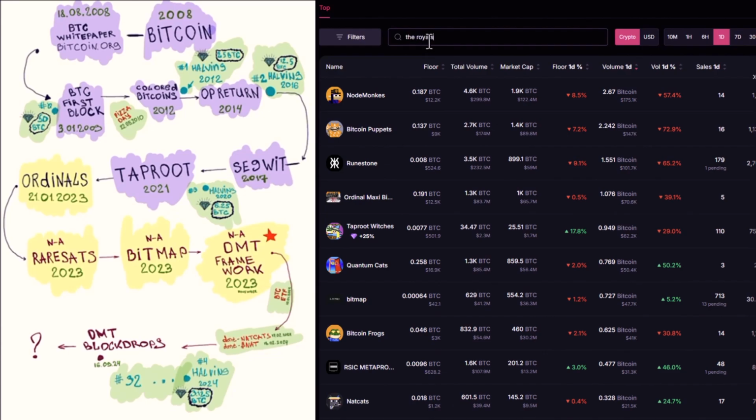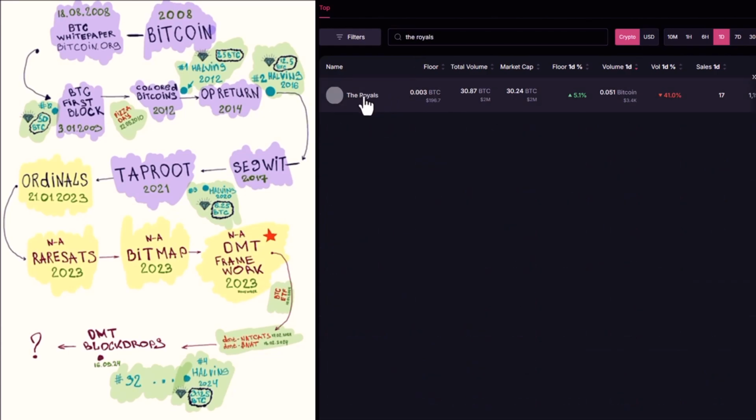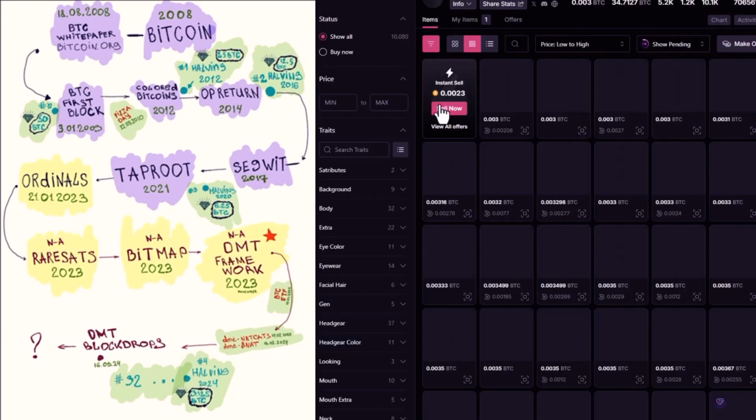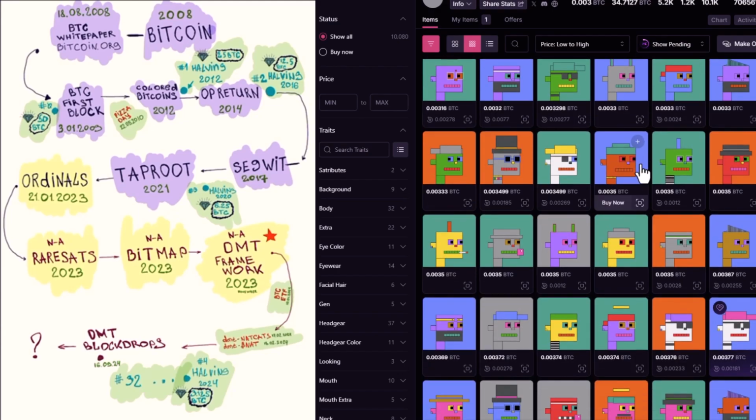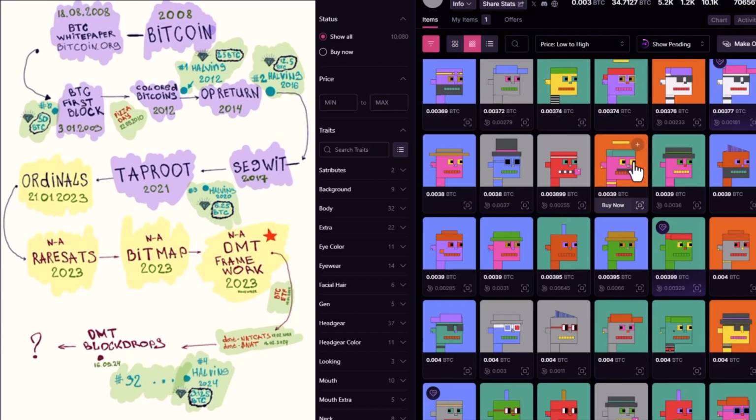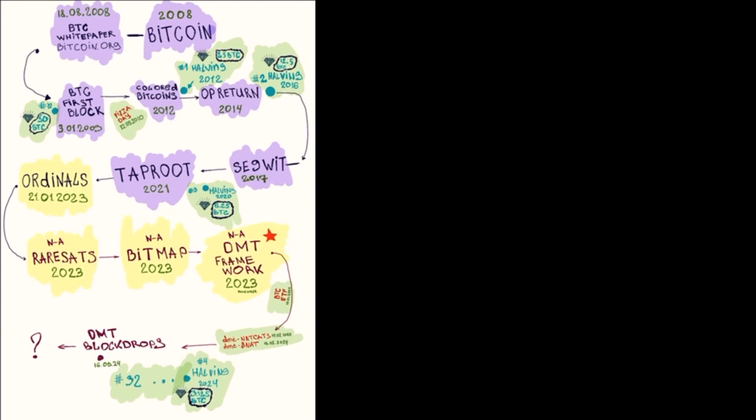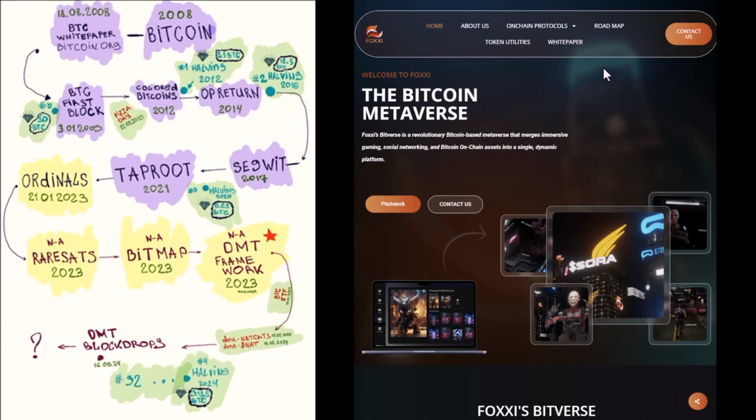Besides the cats, check out the Royals. They were the second one after Natcats. They have groovy art and an active community. All of this can be purchased on Magic Eden or Scribe. Do your own research.